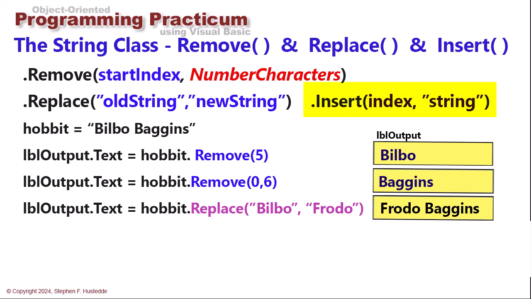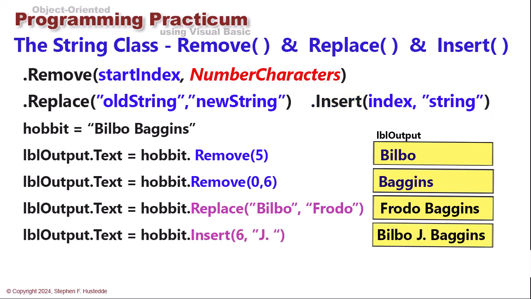The insert method allows me to specify an index location of where I want to insert a character or string. In this case, I'm going to go to character 6, which would be after the space, and I'm going to add J period space. And the result is Bilbo J period Baggins.